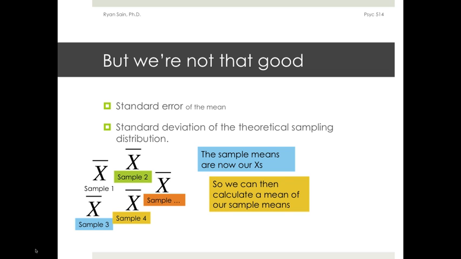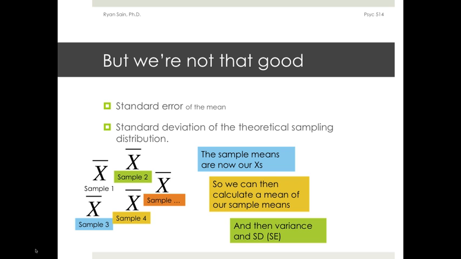Right? So then we can calculate a mean of our sample means. So now we're calculating a mean, right? And then we're going to ultimately get to variance and standard deviation. Well, how do we do that? We talked about that before. We take the mean of our sample. Well, keep in mind now we're talking about means of sample means. So we're going to get that mean of our sample means, so the mean of all these x bars, right? And then we're going to take each x bar and subtract the mean from it, right?